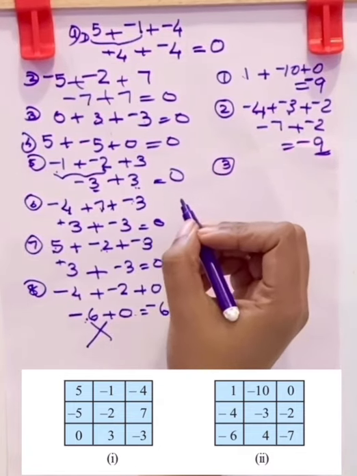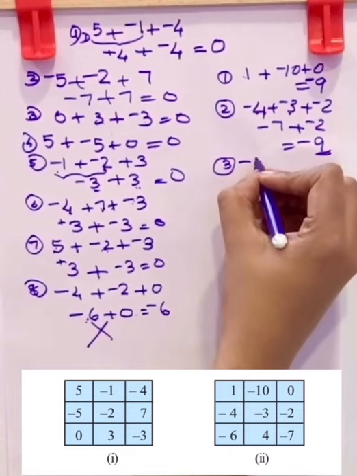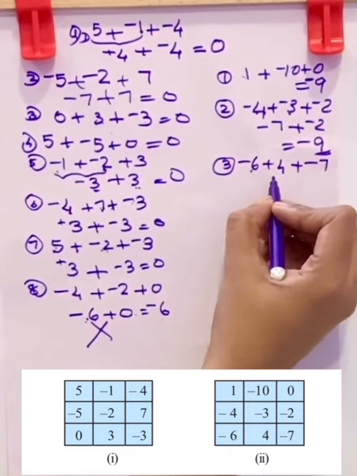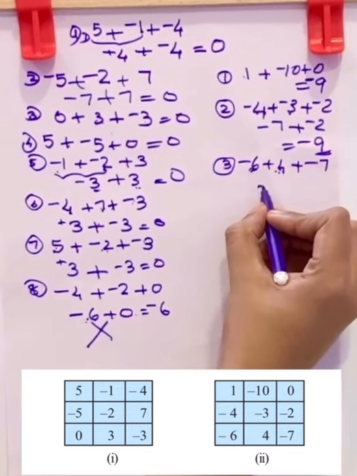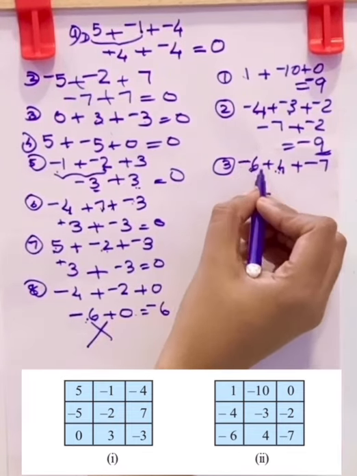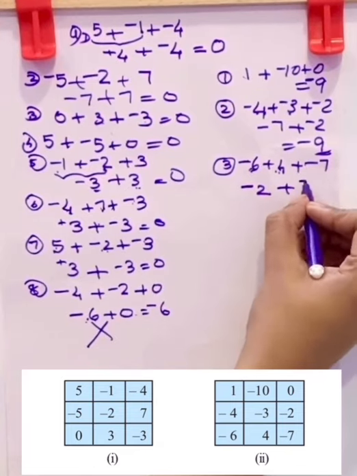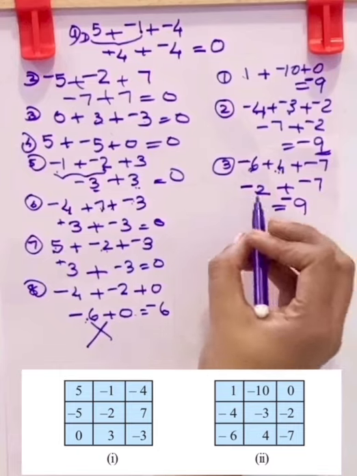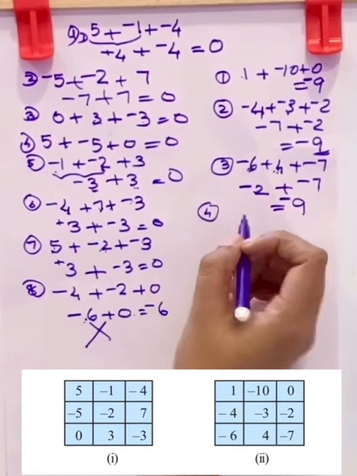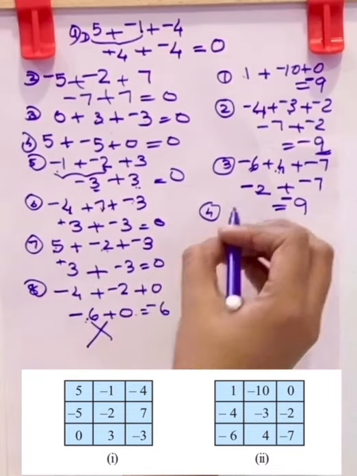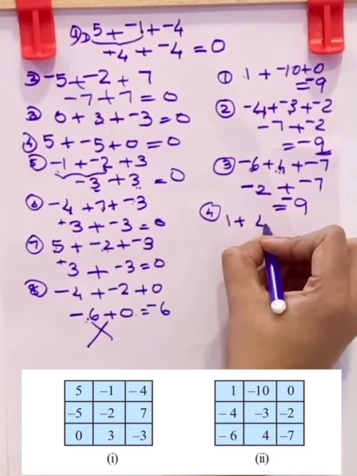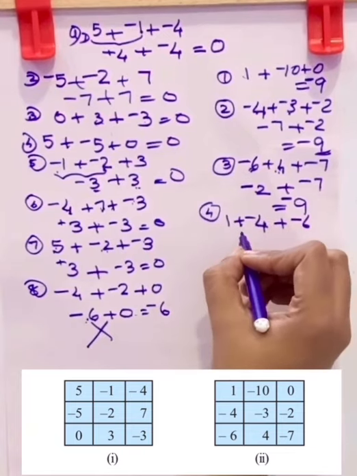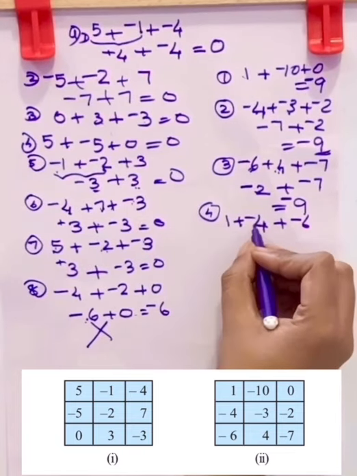Third row, minus 6 plus 4 plus minus 7. Minus 6 plus 4, subtracting these two, you get the answer 2, and the bigger number's sign is minus. Now plus minus 7. Both are negative, so add those numbers and put a negative sign. Now next is column wise. Numbers are 1 plus 4, negative 4 plus negative 6. 1 plus negative 4. Subtract these numbers.